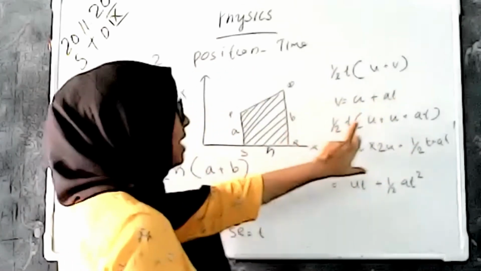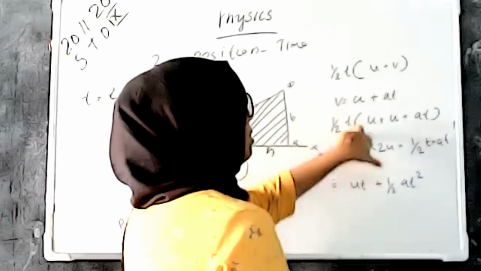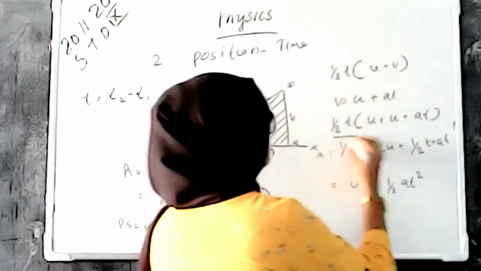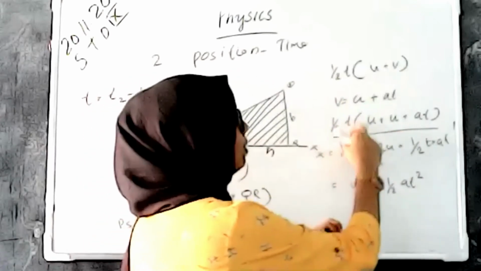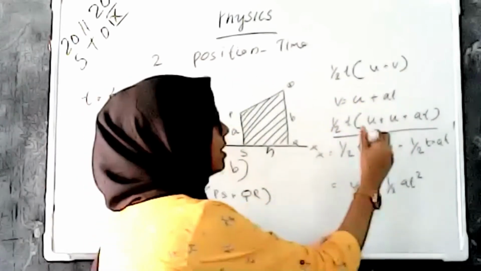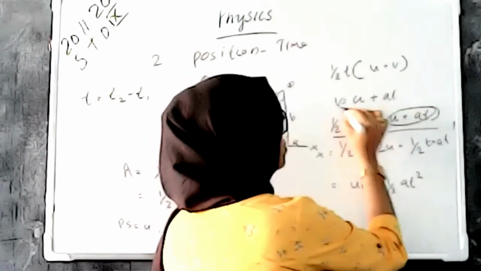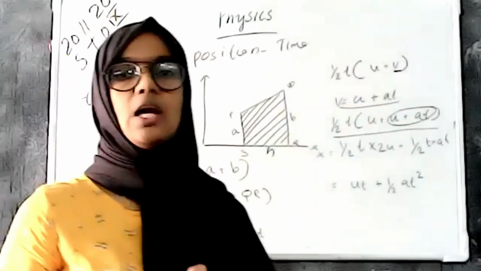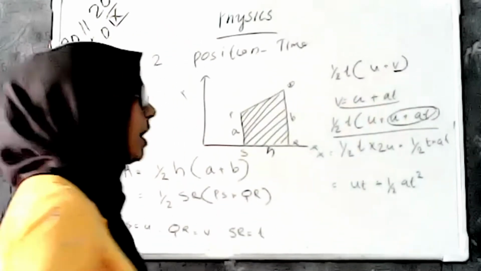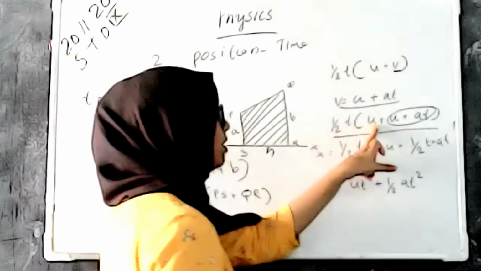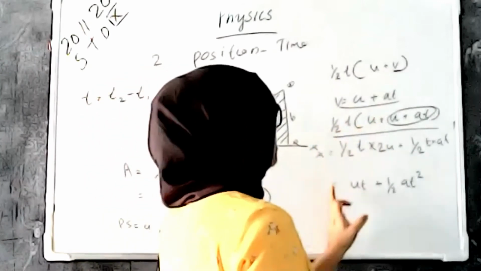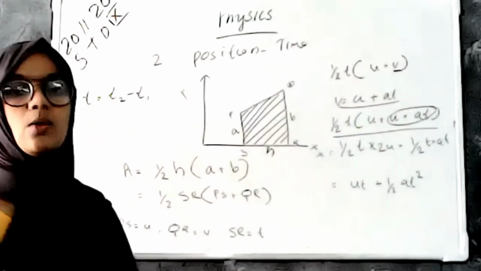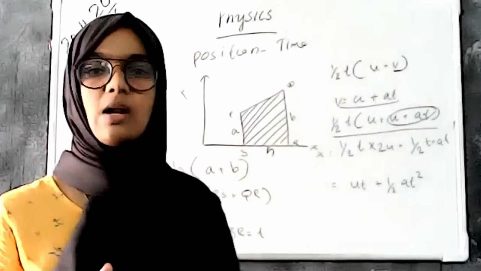And substituting that into the above equation, half t into u plus v, we got half t into u plus at, because u plus at is the substitution of v. So that equation is half t into u plus at. And doing the mathematical calculation, we got ut plus half at square.